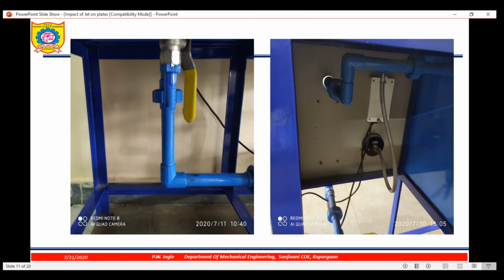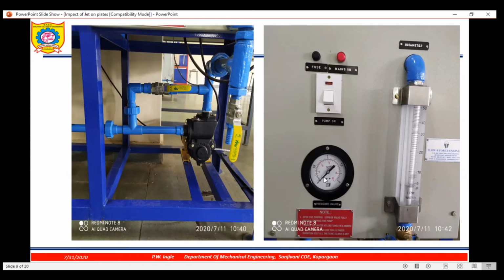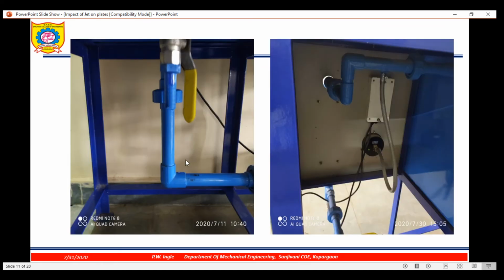So by adjusting this bypass valve, you can adjust what? Velocity as well as discharge. So for different velocities, you can calculate the actual force, and similarly, you can know the theoretical force. How to know the actual force? Directly by taking the reading of this meter, the weighing balance. This is known as the weighing balance. So you will get the force in kg. You convert it into Newton. So here you switch on the pump. Okay, this is the rotameter.